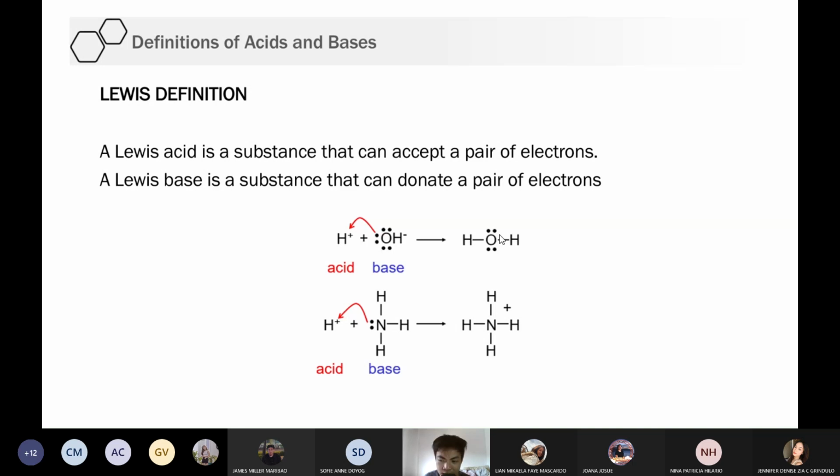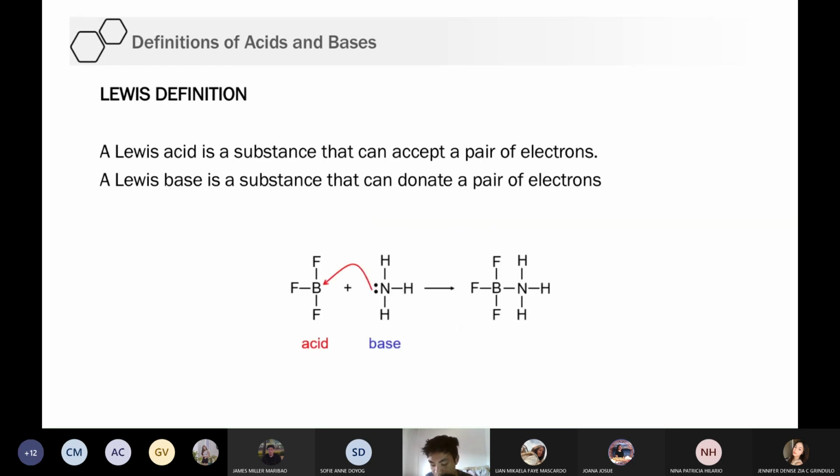Bakit nagkaroon ng chemical bond? Because it accepted the lone pair of the base. So, when lone pairs are donated, it produces chemical bonds. Ito yung isa pang example, yung ammonia, may isa siyang lone pair. Pagdating sa product side, wala na. So, ibig sabihin, siya yung base. BF3, may tatlong chemical bonds yan. Pagdating sa product side, apat na yung chemical bonds niya. So, ibig sabihin, siya yung acid.